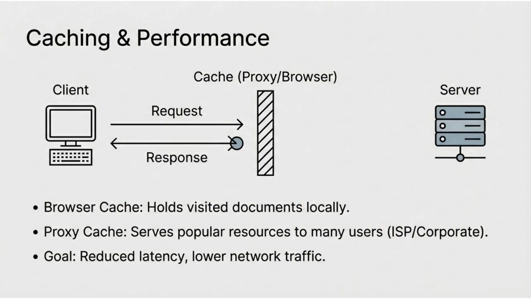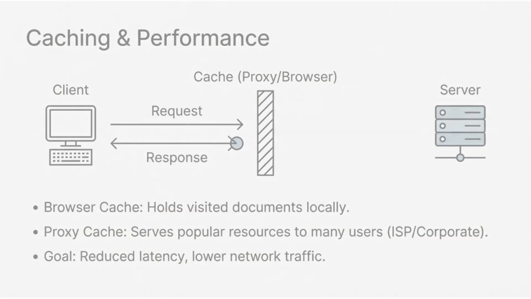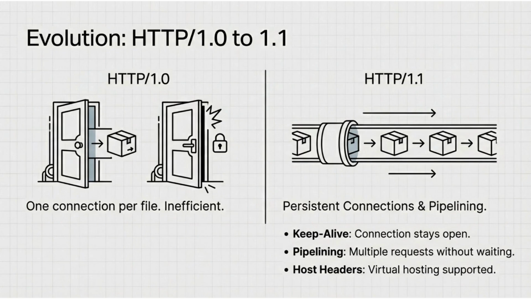This constant need for more speed and better efficiency, especially in a stateless world, has really driven the evolution of the protocol. The web of the 90s was simple. Today's web is incredibly complex, so HTTP has had to adapt just to keep up. Just look at the early version, HTTP/1.0. It was painfully inefficient.